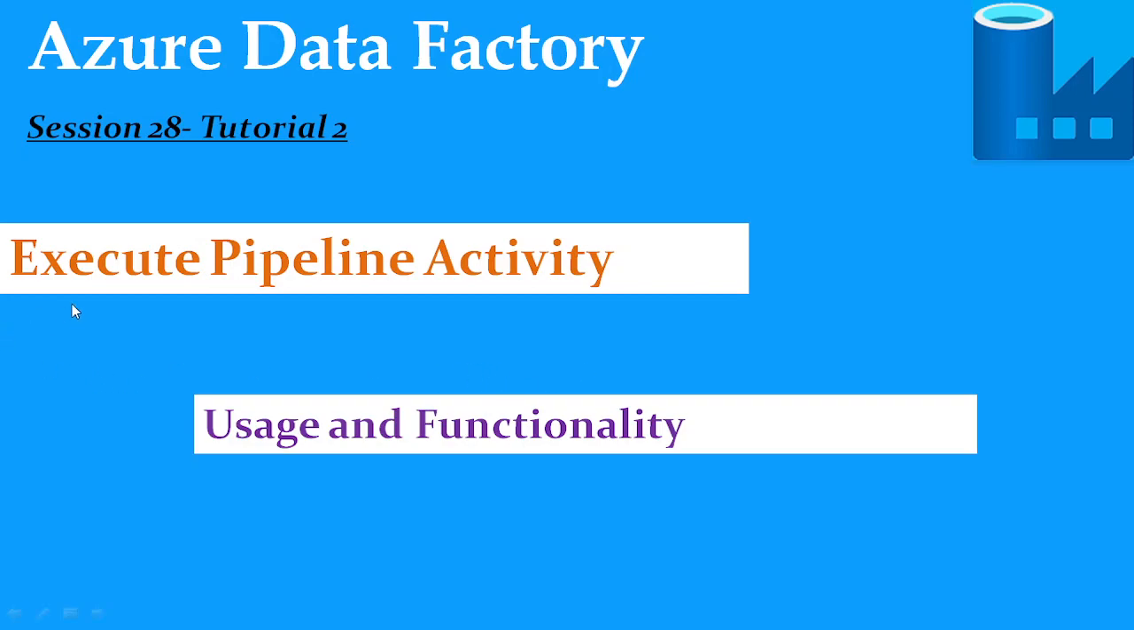Execute pipeline activity. This activity will help us to execute pipelines. We have the option to give the pipeline names that we want to execute, and this helps us to follow a process in which our pipeline should execute. So don't get confused. Let's switch back to our Azure Data Factory and see this in practical.